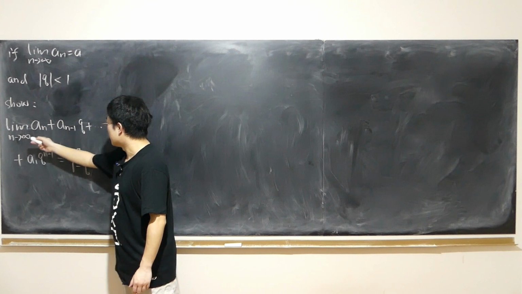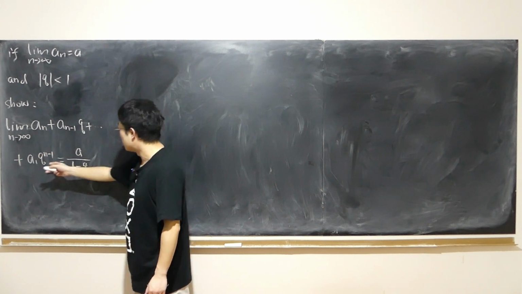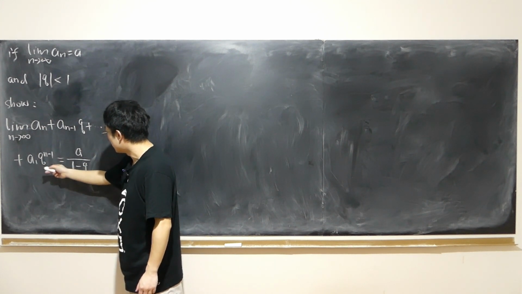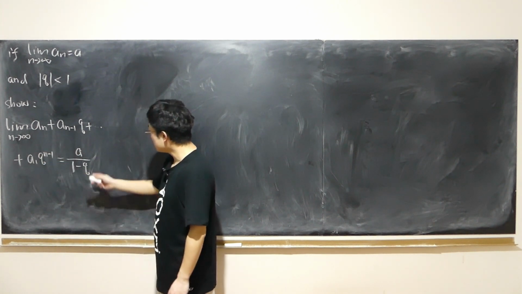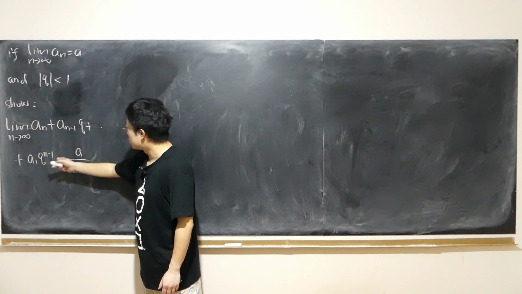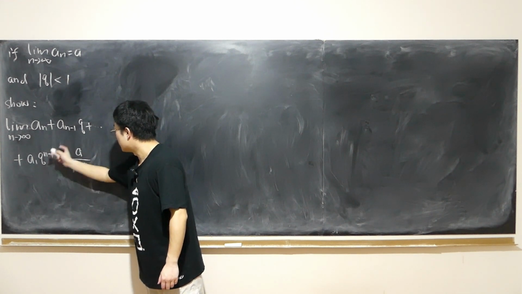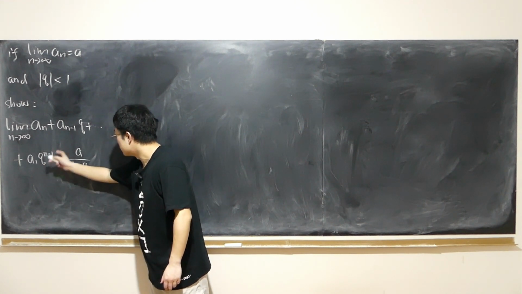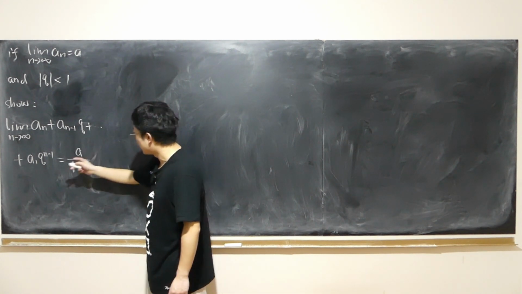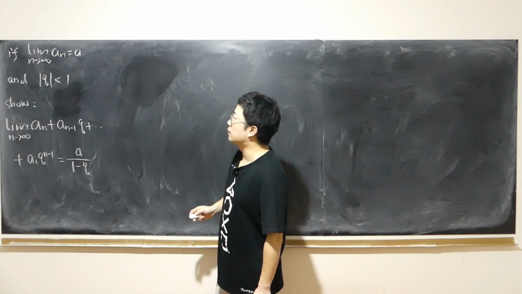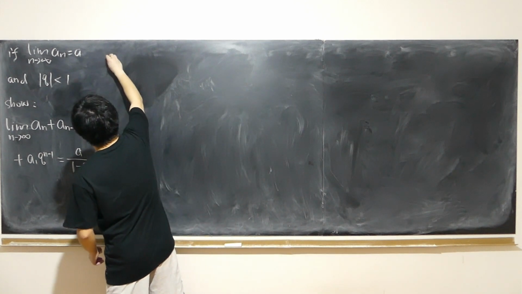Right? Imagine if we had A plus A times q plus all the way up to A times q to the power of n minus 1, subtract A. Right? Then we have a geometric sequence. If n approaches infinity, we have 1 over 1 minus q, and then times A. Right? Intuitively it makes sense.